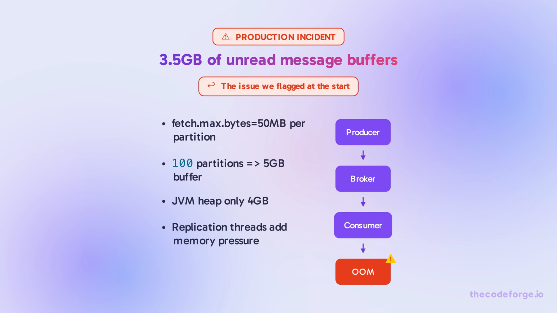This is the same issue we highlighted at the start. Here's exactly why the broker OOMed. The consumer fetch.max.bytes was set to 50 MB per partition. With 100 partitions, the broker tried to buffer 5 GB in memory. Combined with replication threads, the 4 GB heap couldn't keep up.